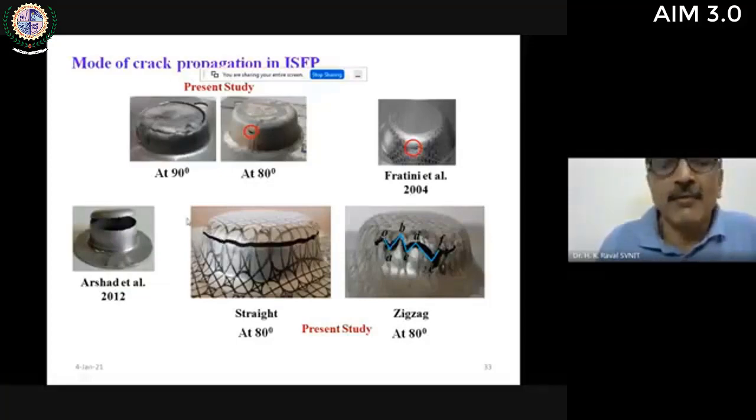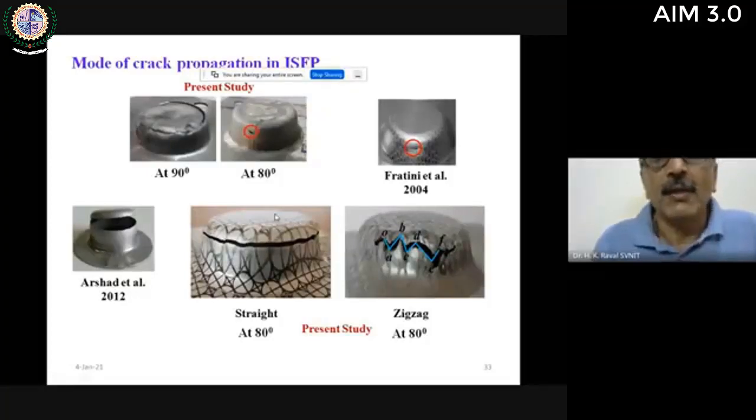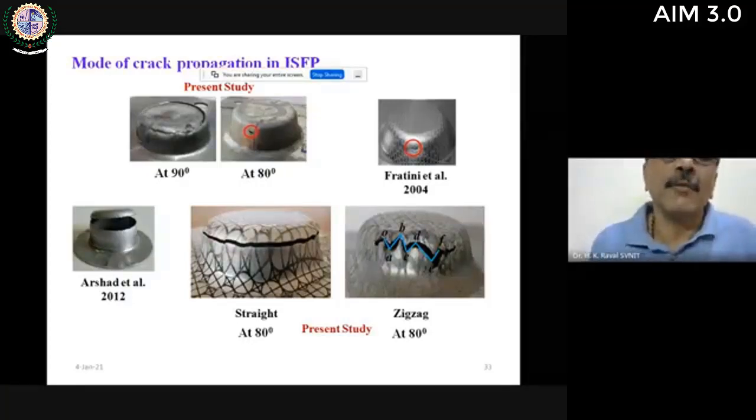So these are different types of failure you can notice in incremental forming. This is a corner failure, which you can see on the wall. This entire edge has failed, similar to the findings reported by Surat in 2012. So these are a few pictures, a glimpse of the failures.